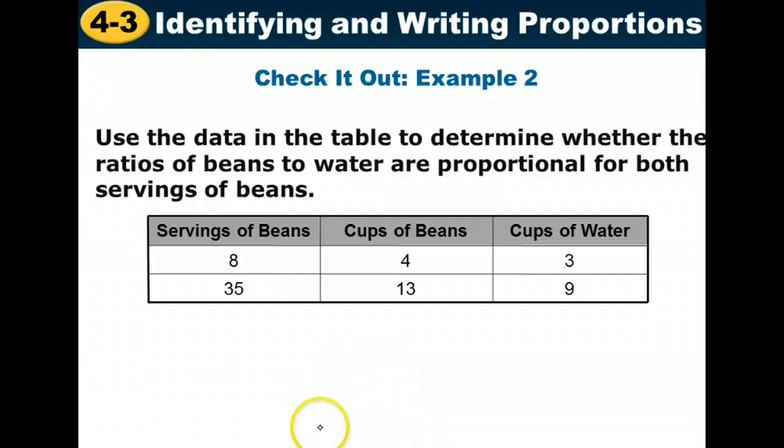Alright, so here's an example. Go ahead and try it. Use the data in the table to determine whether the ratios of beans to water are proportional for both servings of beans. So go ahead and compare those two ratios and see if this recipe is in proportion. Go ahead and then come back to check out the answer.